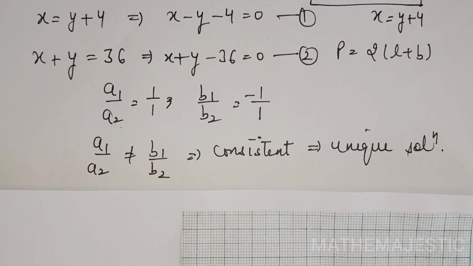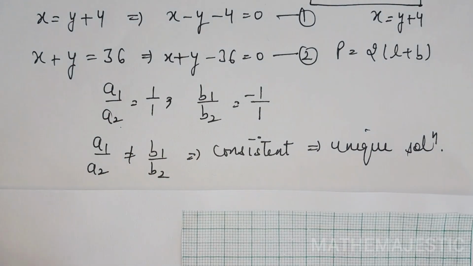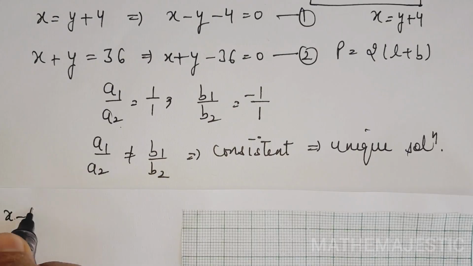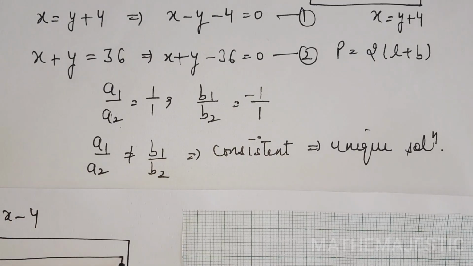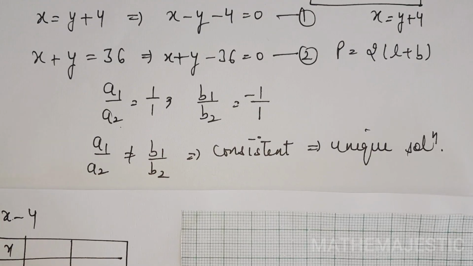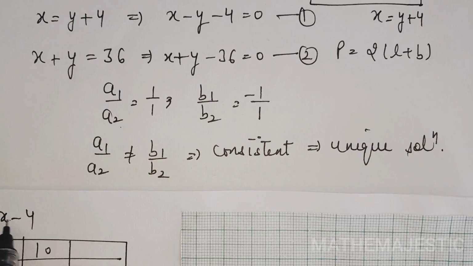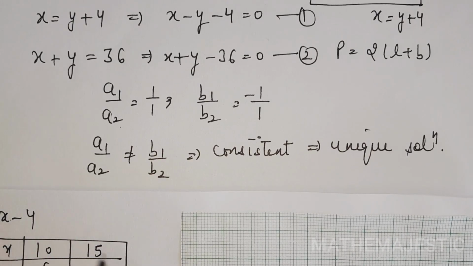Now we will find the solution using the graphical method. We will first make the table for the points. The first equation is x is equal to y plus 4, so we will find the value of y as x minus 4. If we draw the table of this, you will get x and y. Suppose x is 10, then y will be 10 minus 4, that is 6. If x is 15, then y will be 15 minus 4, that is 11.